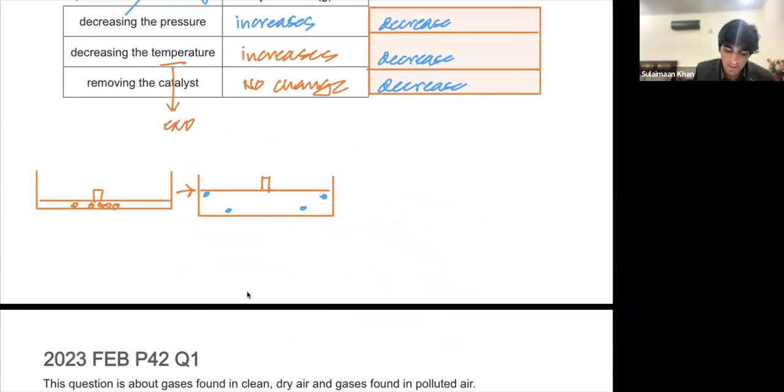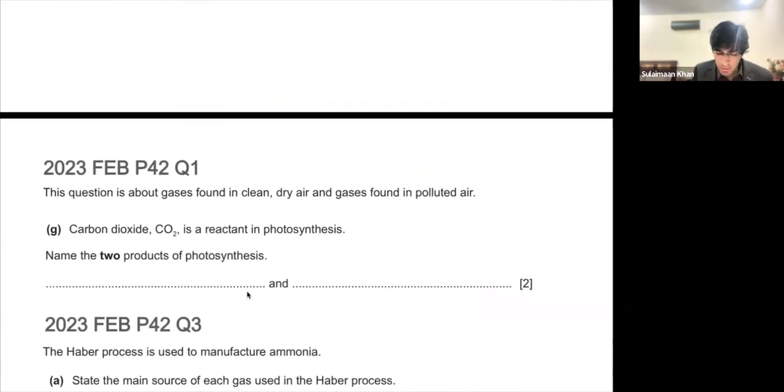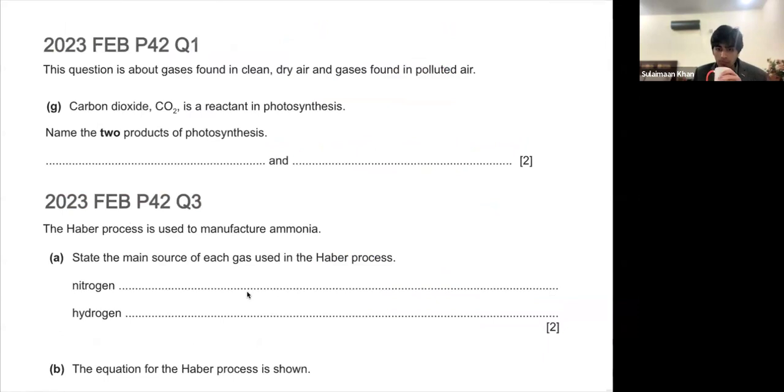ये डायग्राम अच्छा है, इसको मैं इधर ही छोड़ देता हूँ. Oh yeah. Carbon dioxide is a reactant of photosynthesis. What's photosynthesis? The question is about gases found in clear air, dry gas. अच्छा, dry air में क्या क्या होता है बताएं जी। ये वैसे हम आगे पढ़ेंगे, we're going to learn this. You haven't studied chemistry of the environment.